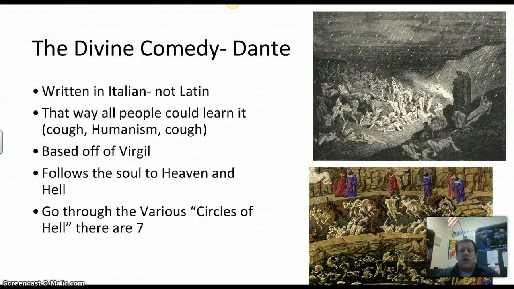All right, the idea that everyone could read it, everyone could learn from it. The story essentially follows the soul from heaven to hell, where it goes. The part called Dante's Inferno is my favorite part. It talks about the 7 circles of hell.